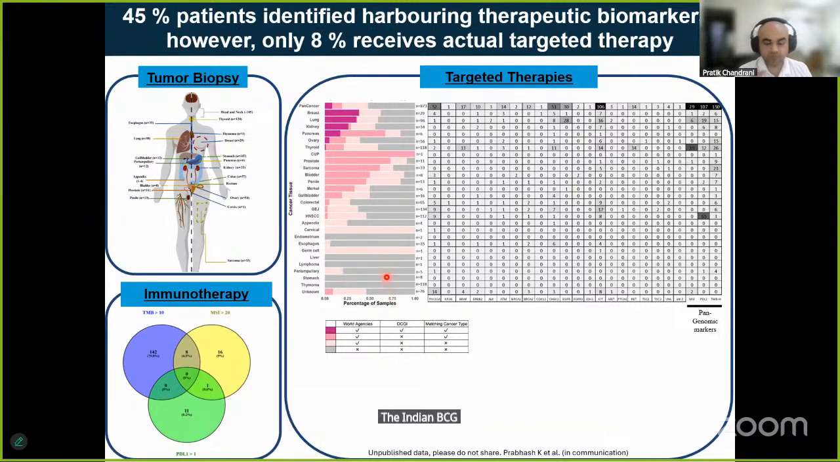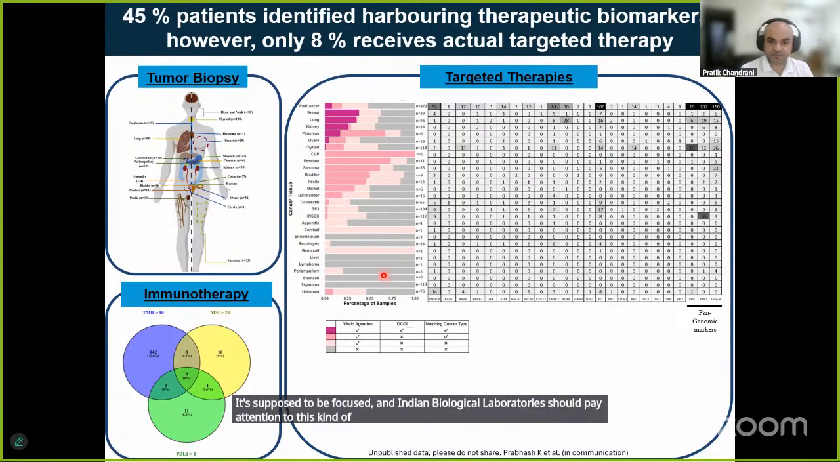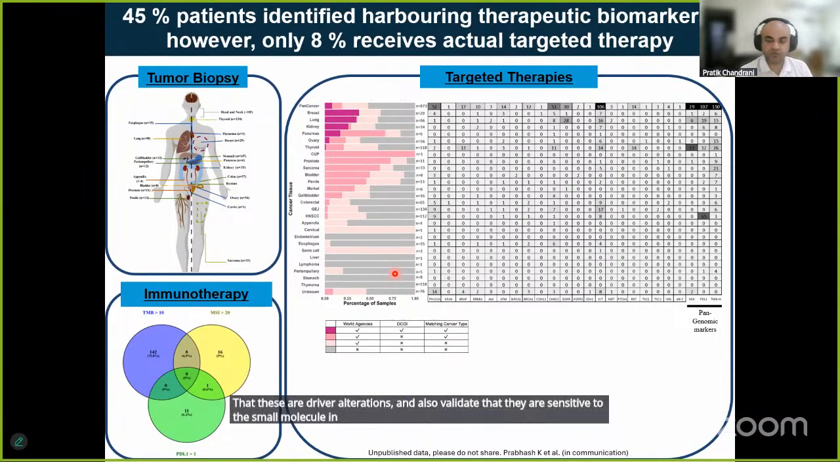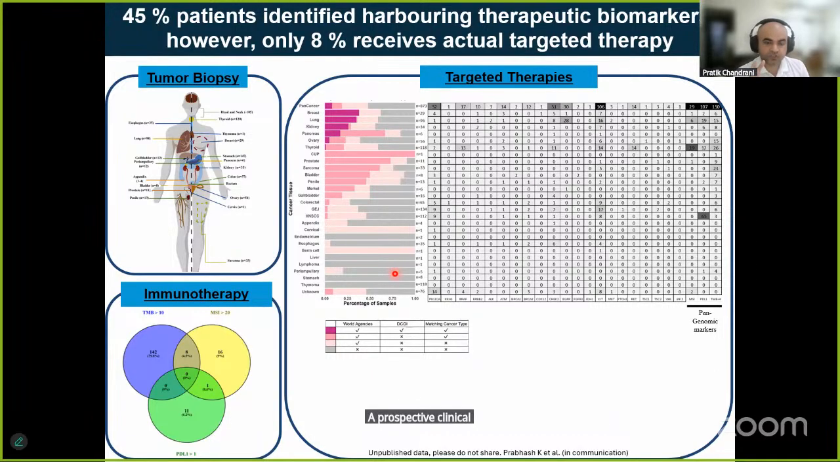So this is where the next phase of biological research is supposed to be focused, and Indian biological laboratories should pay attention to these cancer types and their respective biomarkers. Go to the cell lines and use animal models and validate that these are driver alterations, and also validate that they are sensitive to the small molecule inhibitors so that a prospective clinical trial can be set up. So this is the kind of output that we get to see.